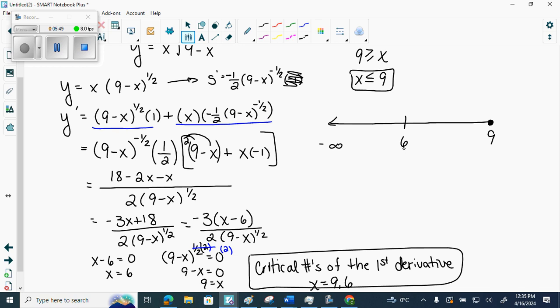So I'm going to use 0 and 7, and I'm going to plug it into my factored form. I always plug it into the most factored form because it's a little bit easier to figure out what the sign would be. And I would go negative 3, 0 minus 6, over 2, 9 minus 0 to the half.